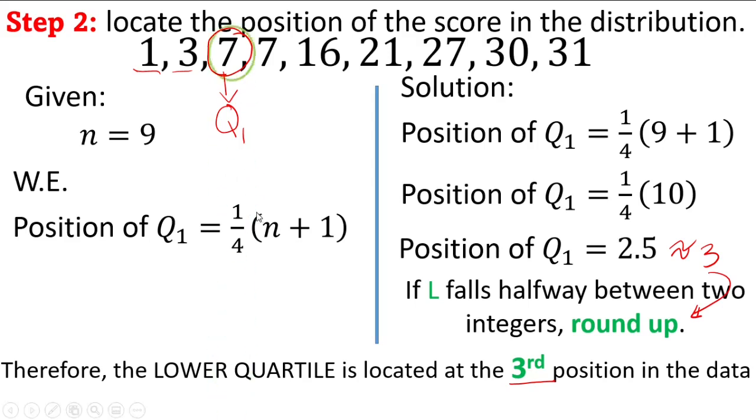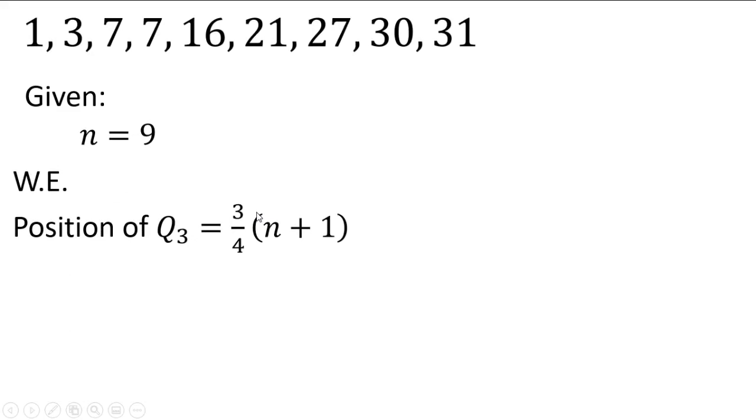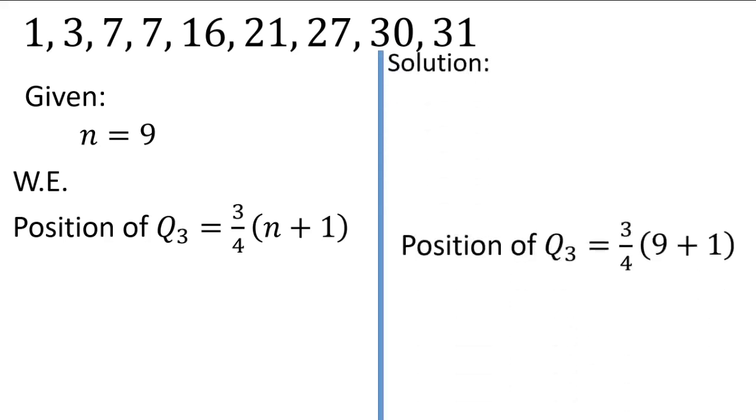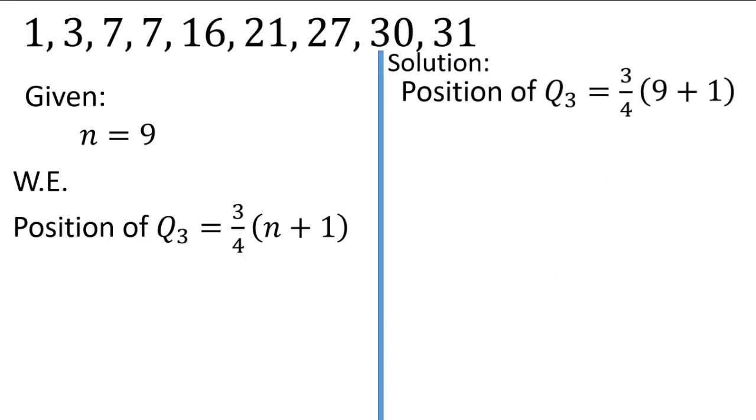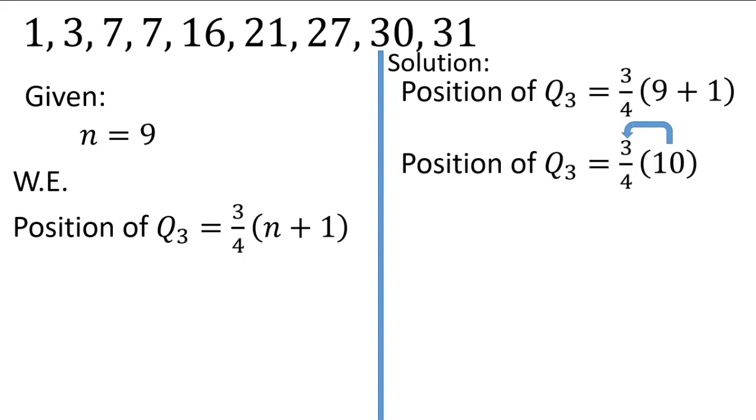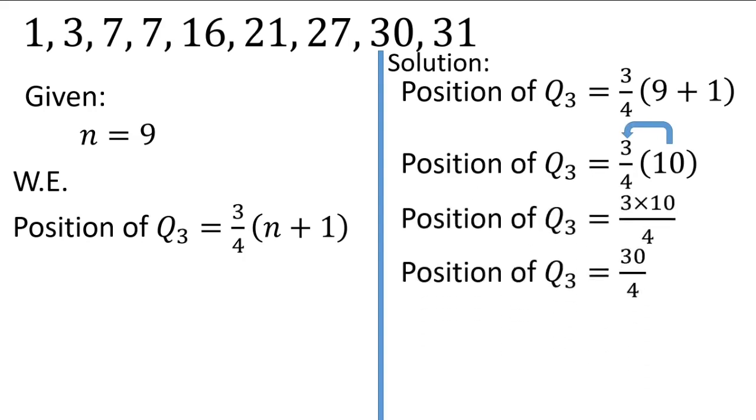Now, next. As for the upper quartile or third quartile, same process, but we will be using 3/4. So, 3/4 of the quantity of n plus 1. Substitute n with 9, so that we will now have 3/4 of the quantity of 9 plus 1. 9 plus 1 is 10, and 10 times 3 is 30. So, 30 divided by 4 is 7.5.